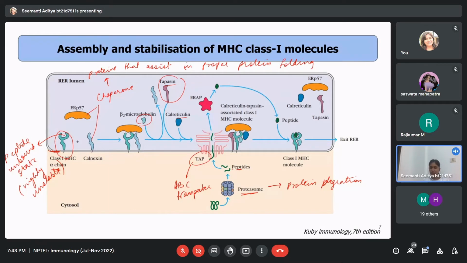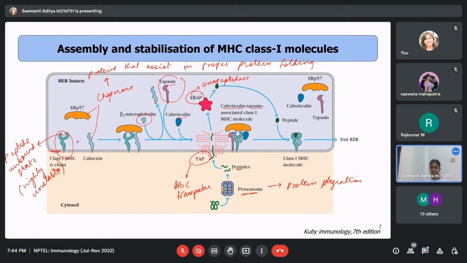As your own cell's peptides are transported by TAP, they will further undergo proteolytic cleavage by the enzyme ERAP. This is an exopeptidase, and it will cleave larger peptides into smaller peptides, and these small peptides will then bind to the MHC class 1 molecule.